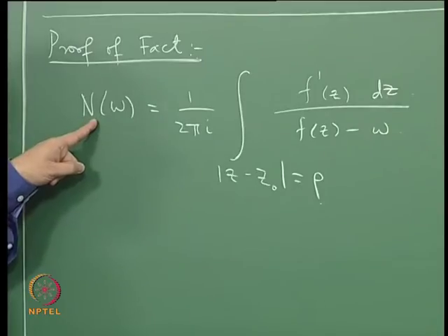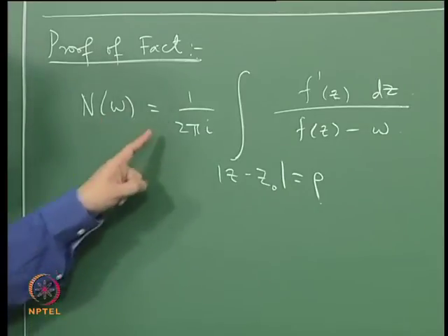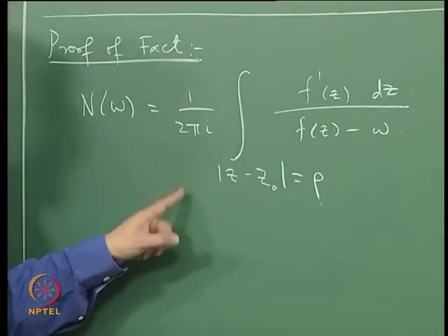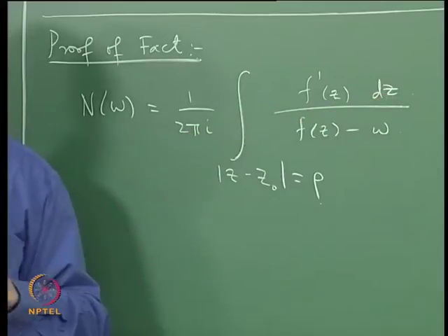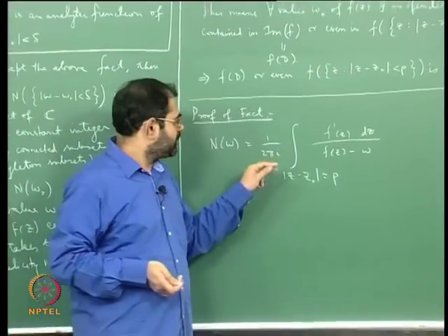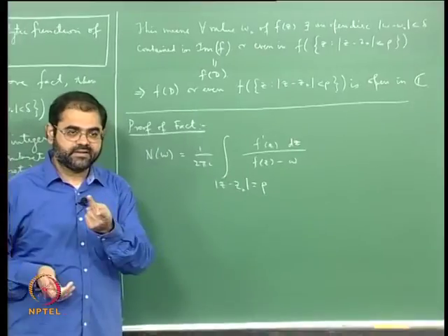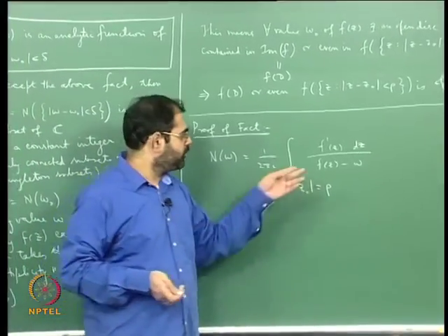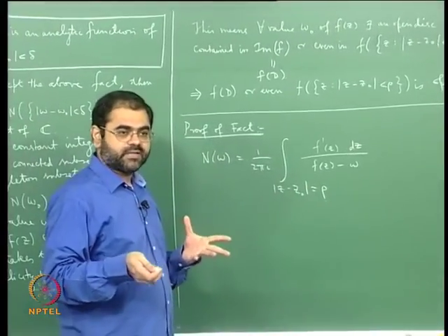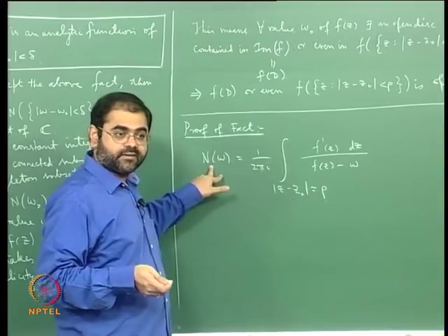I just get the derivative here by applying d by dw. If I apply d by dw, I'll get N dash of w, which is the first derivative of N of w, and that is the same as applying d by dw on this side. But you see, the integration is only with respect to the variable z. The integration has got nothing to do with the variable w. So if you can push the differentiation inside, if you can switch the integration and differentiation, then you can guess what you should expect as the derivative of N of w.